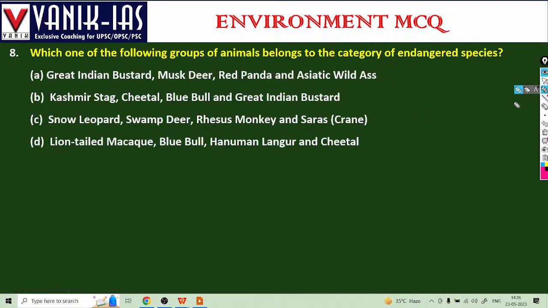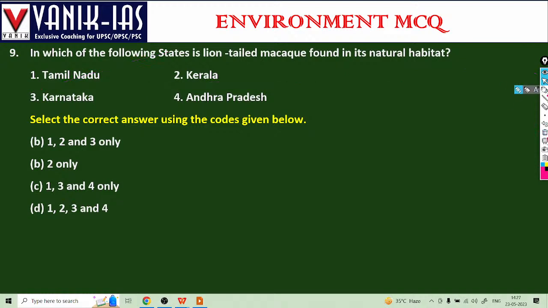Which of the following groups of animals belongs to the category of endangered species? Great Indian bustard, musk deer, red panda, Asiatic wild ass, Kashmir stag, chital. Which belong to endangered species? Kashmir stag, chital, blue bull, great Indian bustard, snow leopard, swamp deer, rhesus monkey, saras, lion-tailed macaque, hoolock gibbon, hanuman langur. Endangered species are the Asiatic wild ass, red panda, musk deer and great Indian bustard. A is the answer. Okay. These are published in the IUCN Red Data Book.